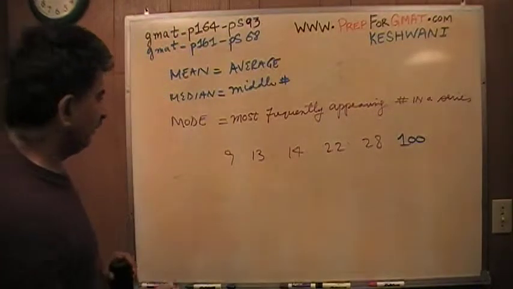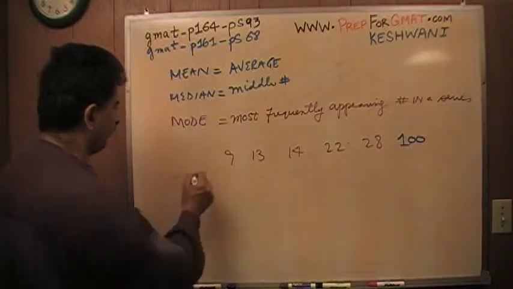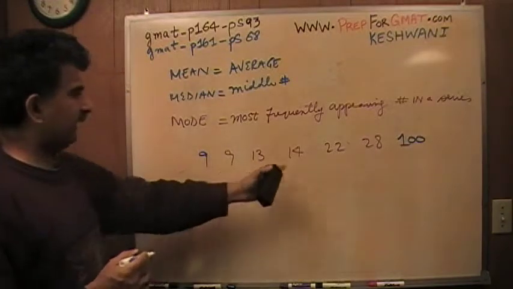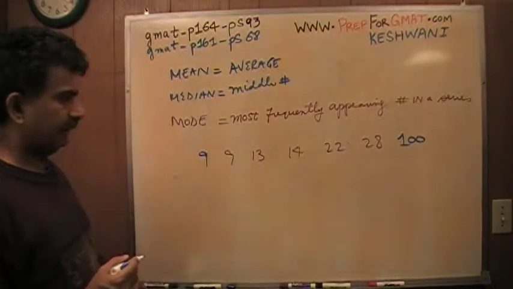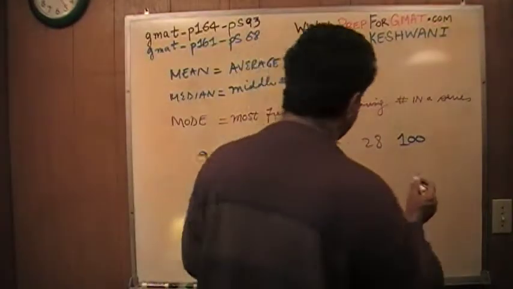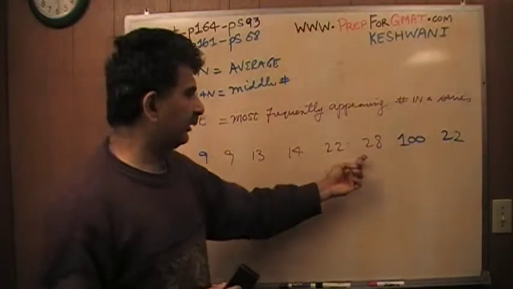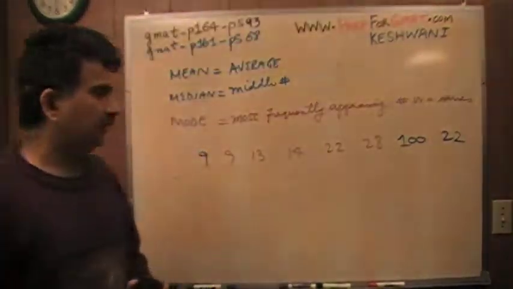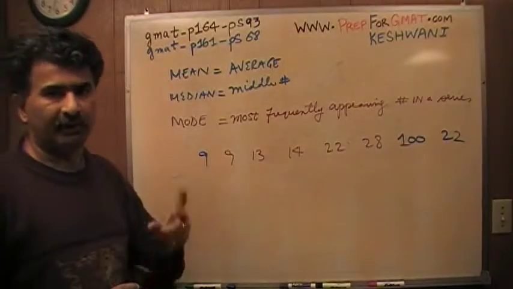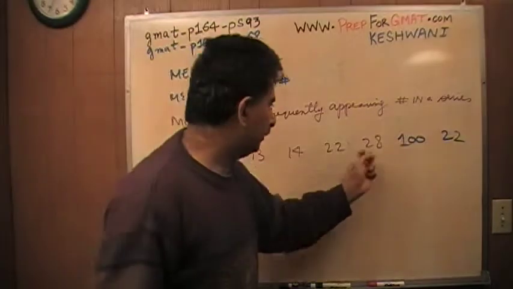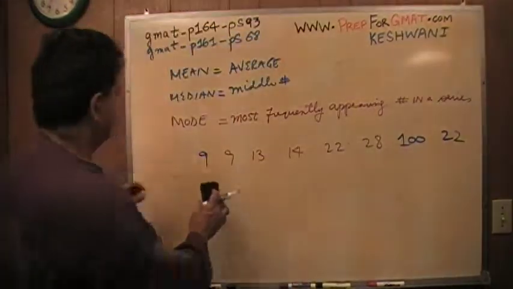So if I stick in one more number, for example, if I put down 9 here, 9, 9, 13, 14, then the mode would have been 9. If I stick in one more number here, 9, 9, 13, 14, 22, 28, 122, then this series is called bimodal. It has 2 modes, 9 and 22. You understand?